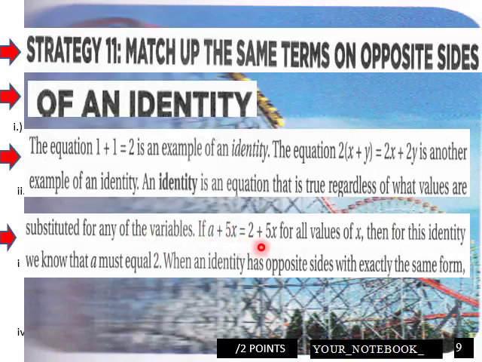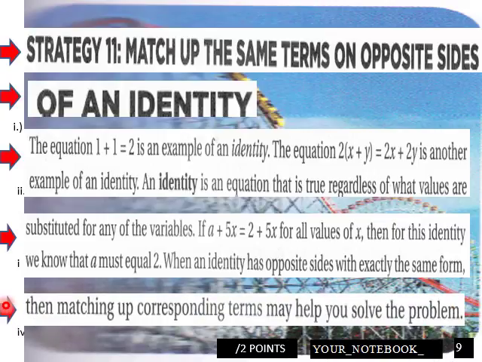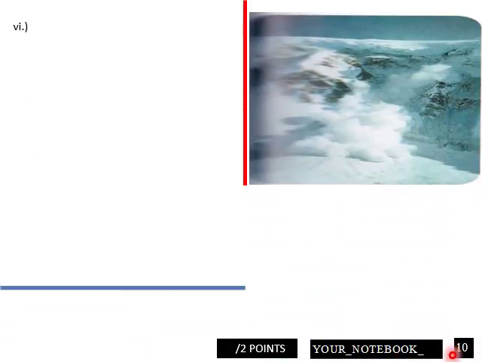If a plus 5x equals 2 plus 5x for all values of x, then for this identity we know that a must equal 2. When an identity has opposite sides with exactly the same form, then matching up corresponding terms may help you solve a problem. So, page 10.